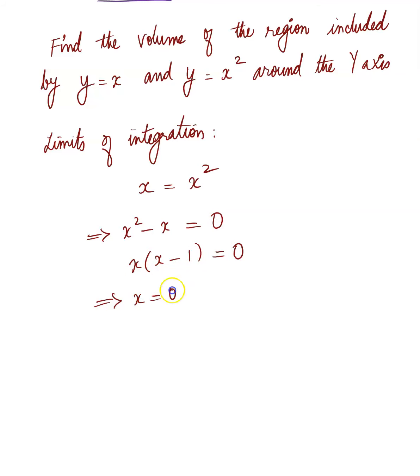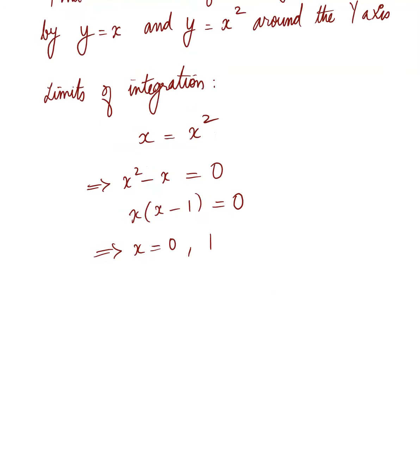This implies that x is equal to 0 and x is equal to 1. Okay, so it's between 0 and 1. We need to figure out which one is the top function and which one is the bottom function. That shouldn't be too hard because we can just graph it at this point. So when you do the graph, you know your parabola is x squared, so that's pretty easy. And then y equals x is a line like that. But then it's going from 0 to 1, because that's where they meet. And so this will be the shaded region.